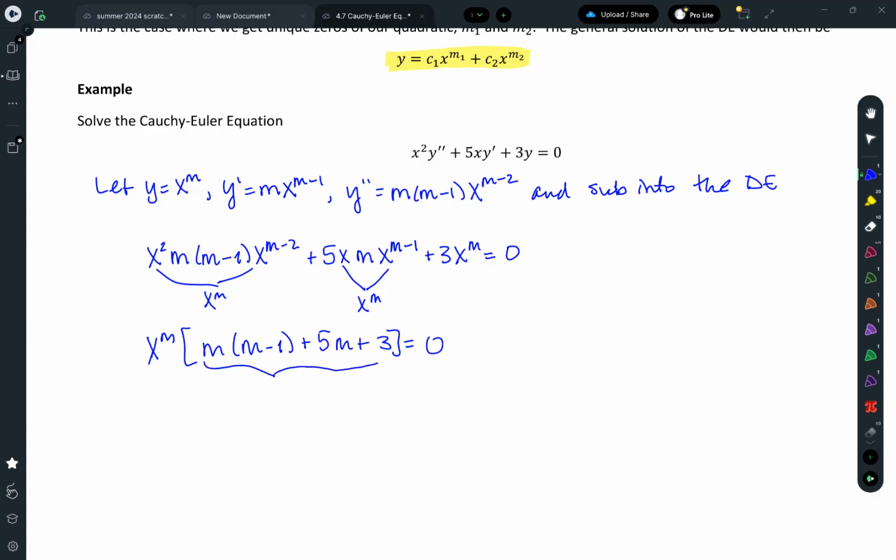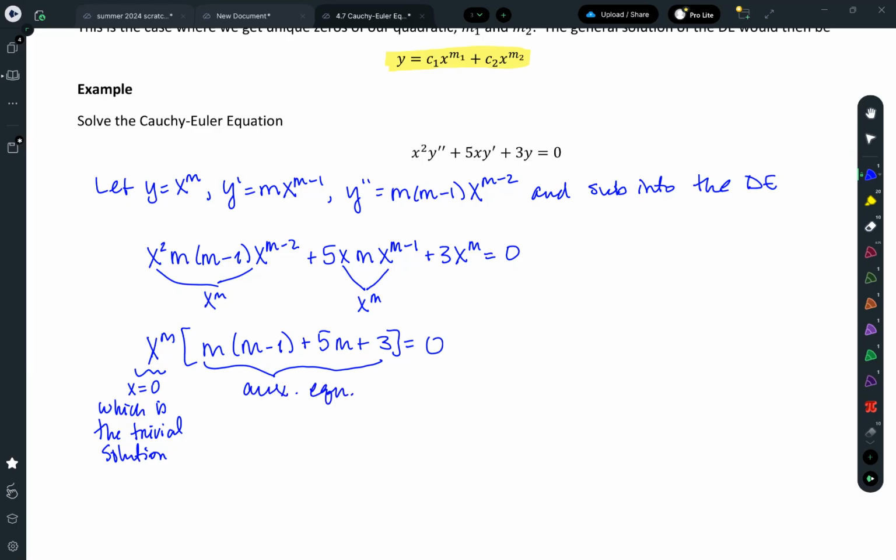So what's inside here, the x to the m equals 0, this would just result in x equals 0, which is the trivial solution. We're not going to consider that. That's not one that we're interested in. We're interested in non-trivial solutions. So here's our auxiliary equation.